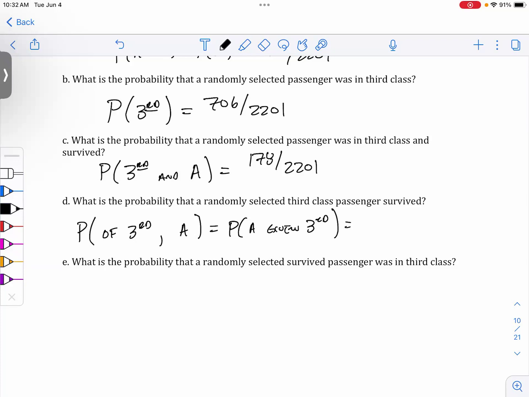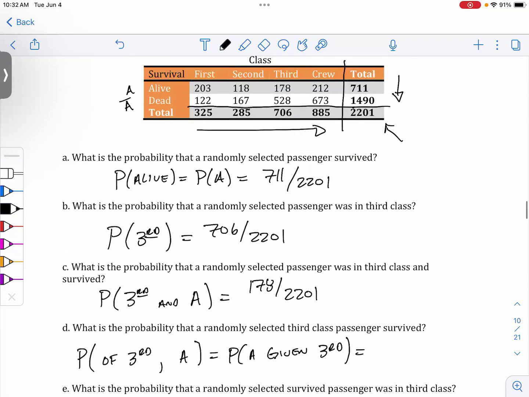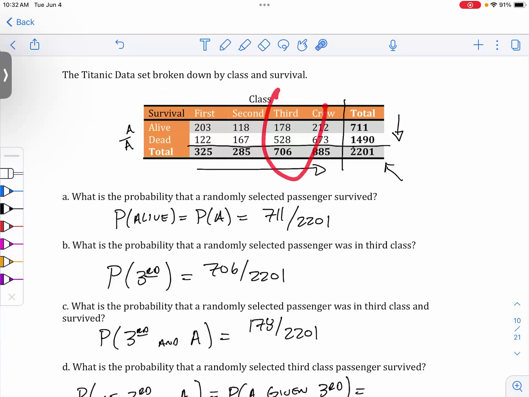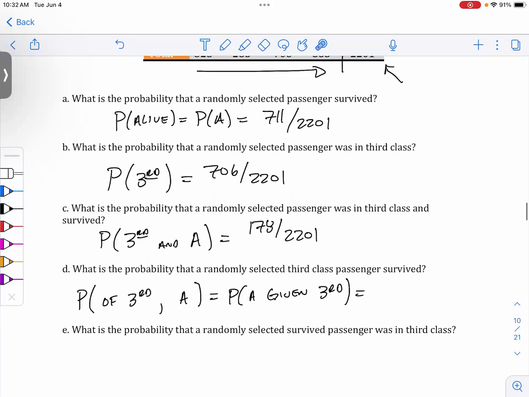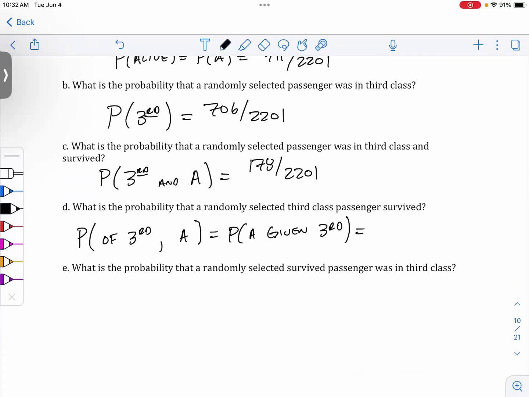And we're going to talk about shorthand notation in a bit. So that means only of the third class passengers. That means only of these people. So, people who were in third and alive was 178, but only out of the third class passengers, that becomes 706. So 178 out of 706.